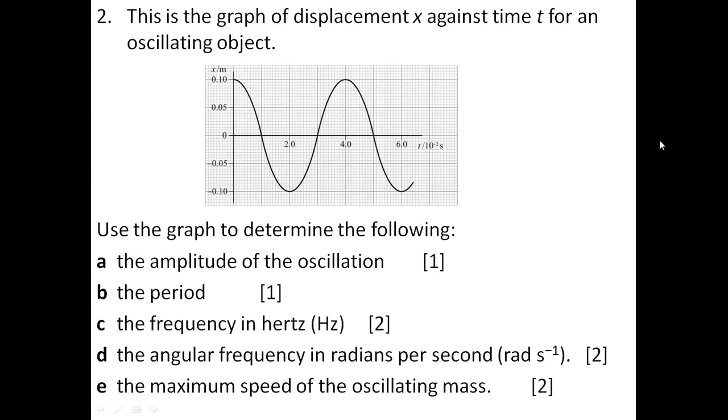Okay, question number 2. This is the graph of displacement x against time t for an oscillating object. So you can see there's a graph over here. Use the graph to determine the following: A. The amplitude of the oscillations, B. the period, C. the frequency in hertz, D. the angular frequency in radians per second, and E. the maximum speed of the oscillating mass.